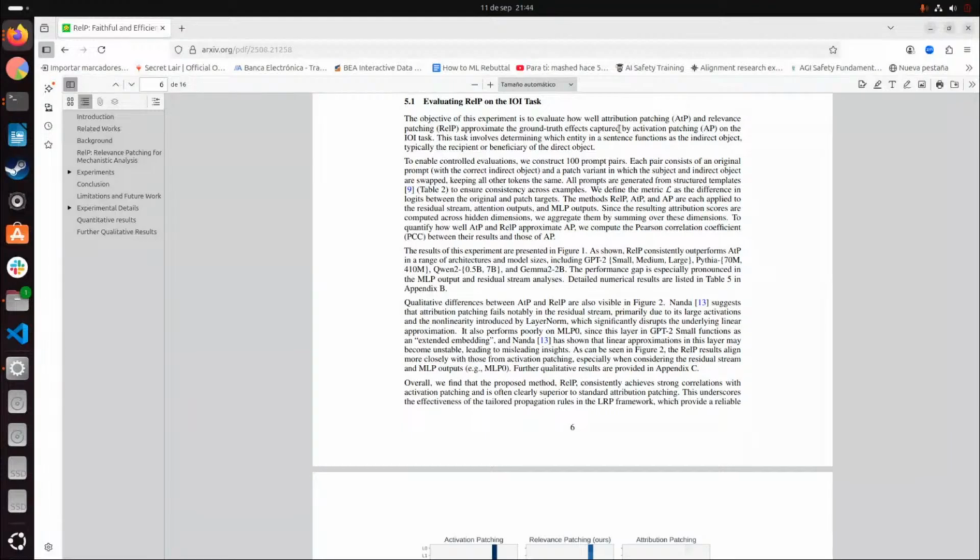Unfortunately, it's not like we have a ground truth of how the indirect identification task should look. But I guess you have ground truth in that you can do attribution patching and see how well it does on the indirect identification task. Yeah.